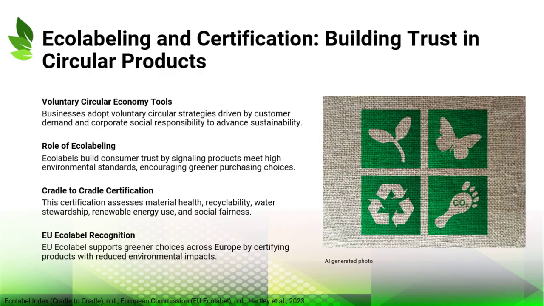Voluntary adoption of circular strategies is often driven by customer demand, corporate social responsibility, and long-term risk mitigation. Eco-labels and certifications not only differentiate products in the market but also promote transparency and accountability. Understanding these voluntary tools is essential for recognizing how businesses can lead the transition to circular models and foster a culture of sustainability.